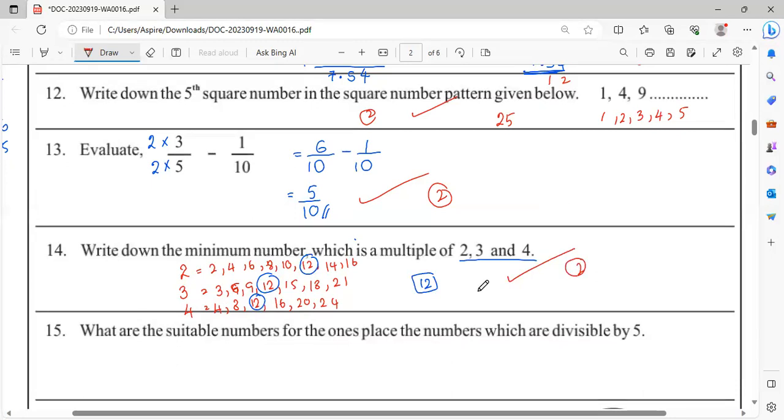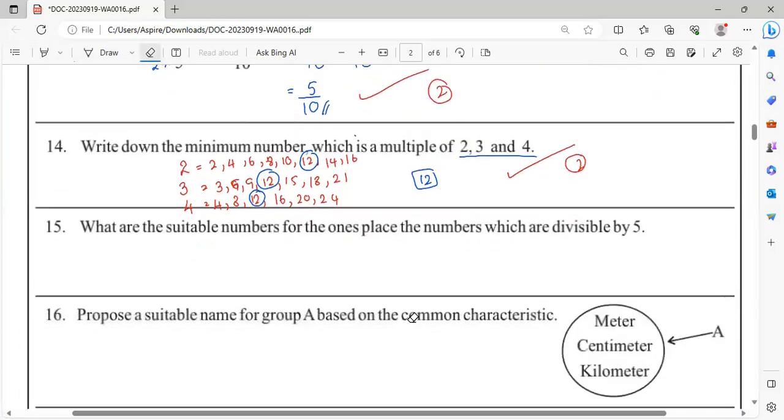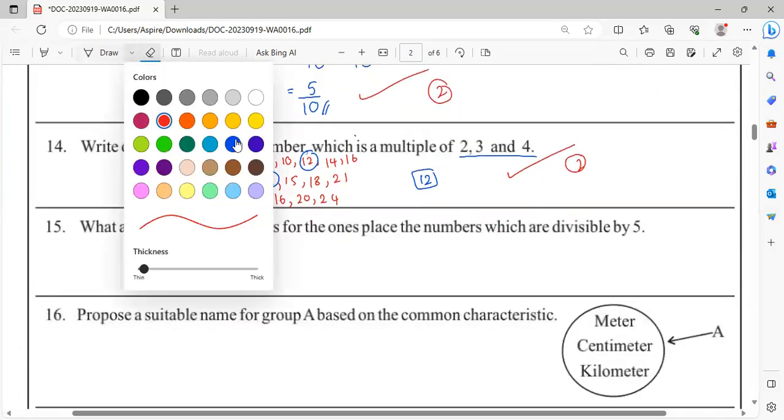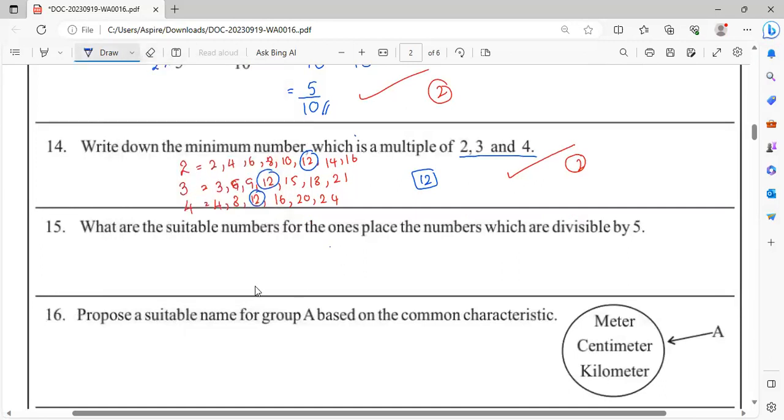What are the suitable numbers for the ones place, the numbers which are divisible by 5? Now you have to remember the divisibility rules. You may have learned about the divisibility rule. To be divisible by 5, what should the digits be? Suitable digits for the ones place, for the numbers which are divisible by 5.